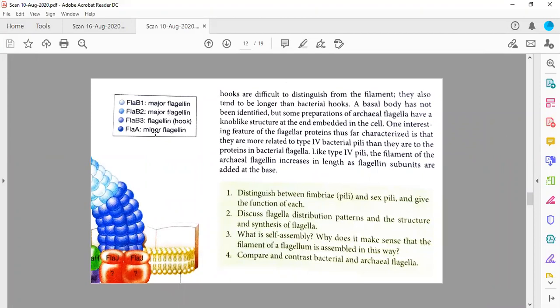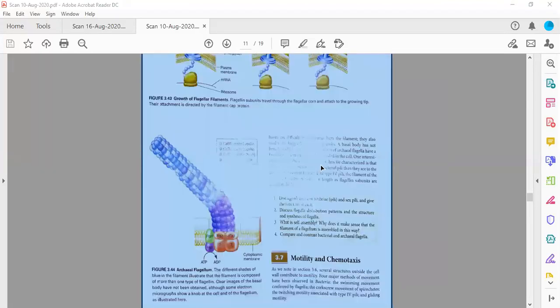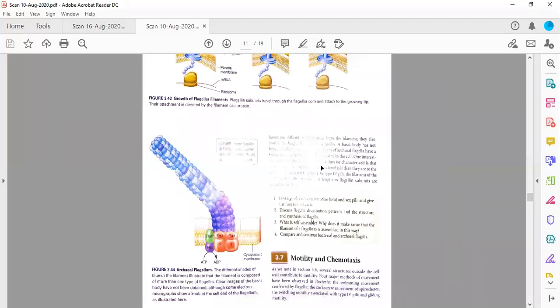So this is flagellin A protein, which is in archeal flagella. This is the minor portion only. Flagellin B3 is present in this hook, and the major flagellins which are found in archaea are B1 and B2. Priyanshi is having a question: do archeal flagella also have rotatory motion? Priyanshi, yes, because whether it is bacterial flagella or archeal flagella, both rotate.